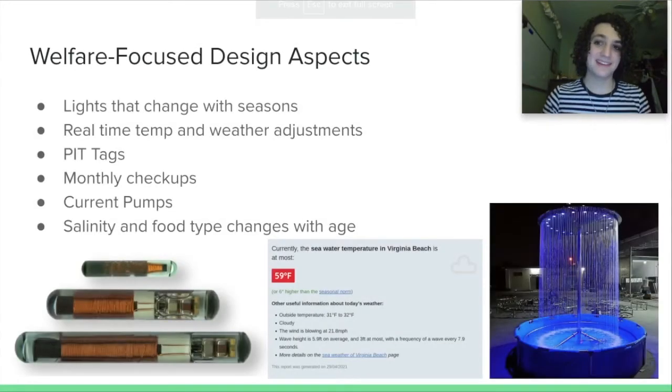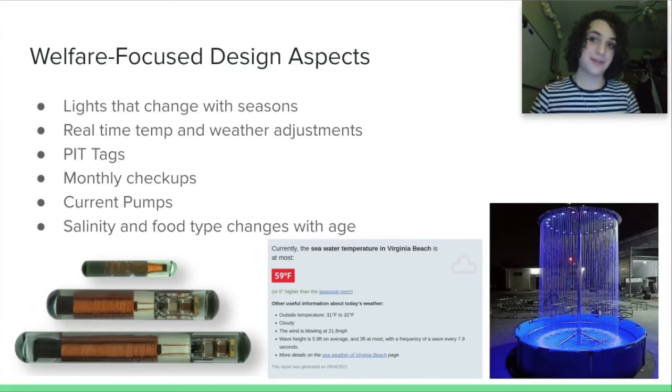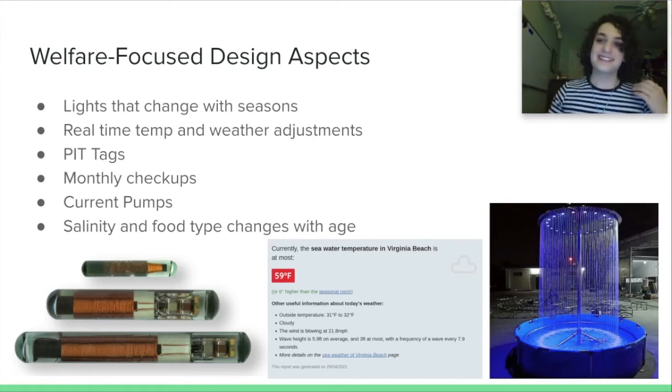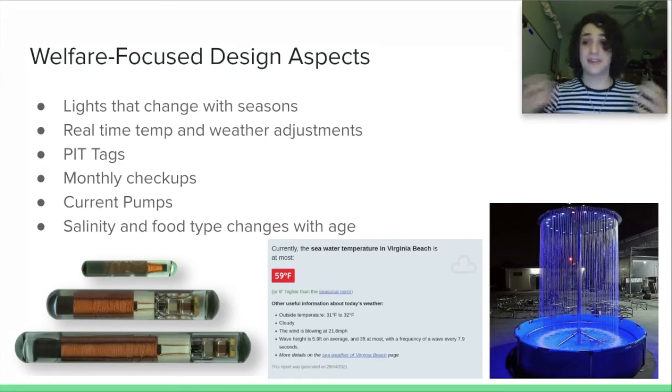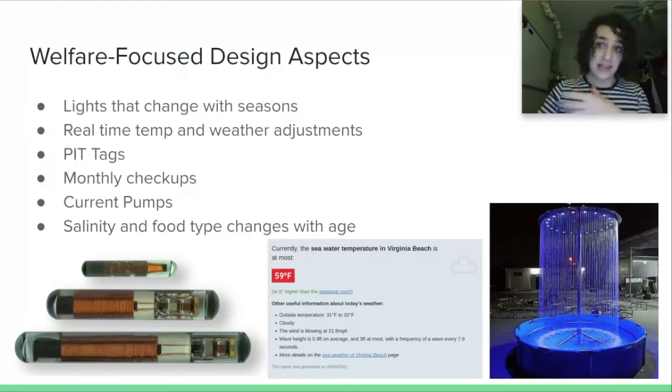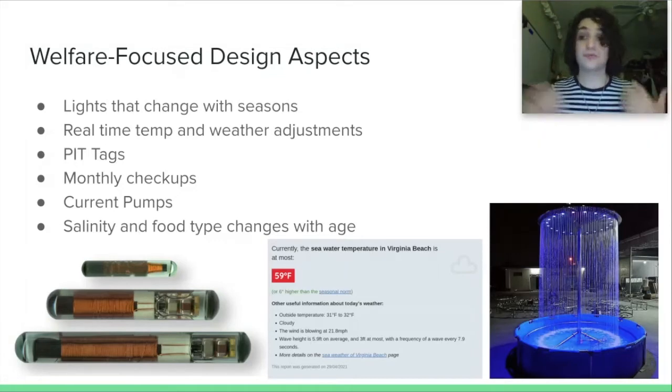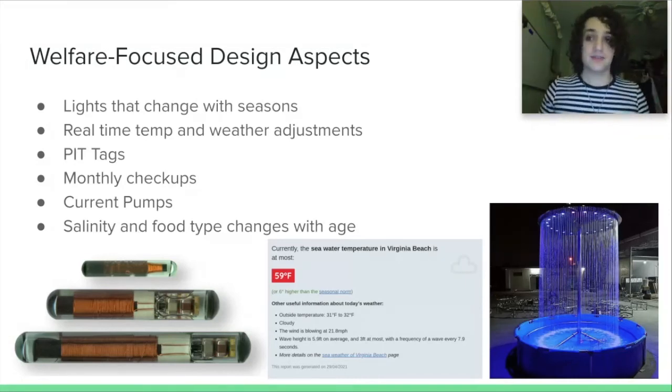Welfare-focused design aspects. Before we get into the current that I was hinting to, let's talk about a few other things. First things first, let's talk about the lights that change with seasons. So rays, like any other animal that is interacting during the day and interacting in an environment where you can actually see the sun, they have natural cycles influenced by both the 24-hour cycle as well as a yearly seasonal cycle. So just in case they would be thrown off by constant lights, we would like to try and introduce a natural cycle for them.